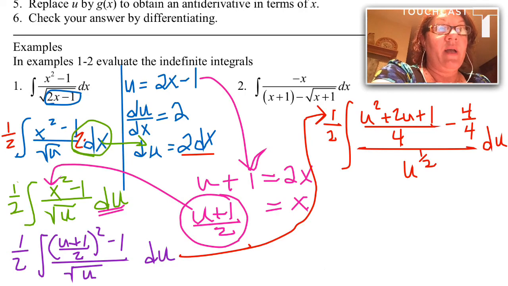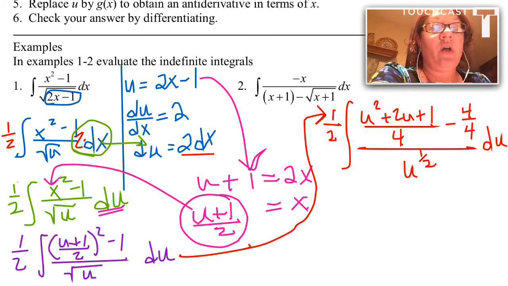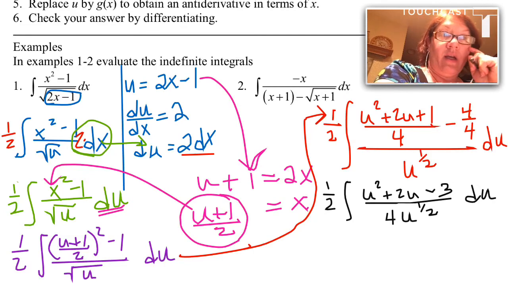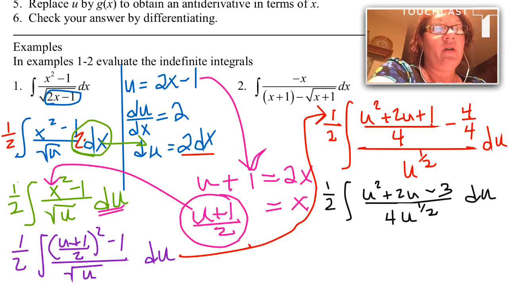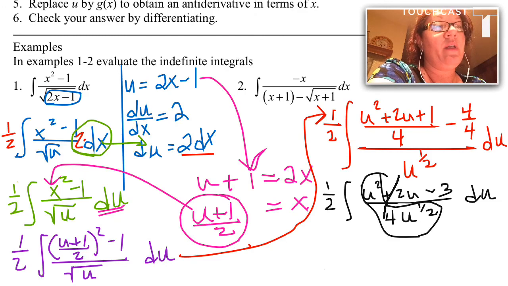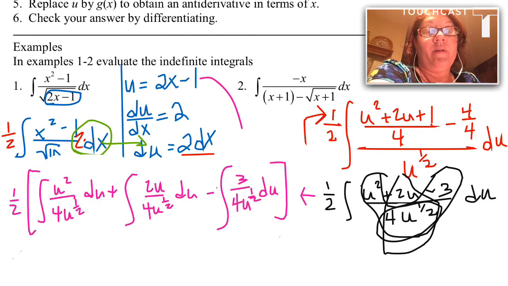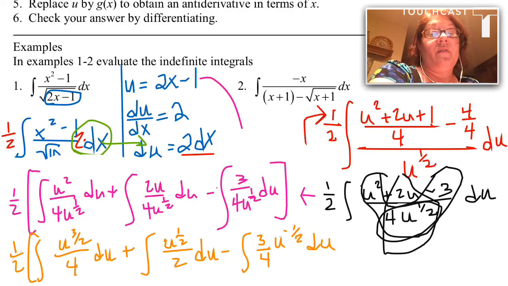Pause the video at each step and make sure that you're able to get to this process. Now I'm going to simplify the top, and you should be able to get to that. And now every single term in the numerator is being divided by that 4u to the 1/2. So I'm going to split them and write each term separately. Double check your work. See if you can get to this next step and then keep going.